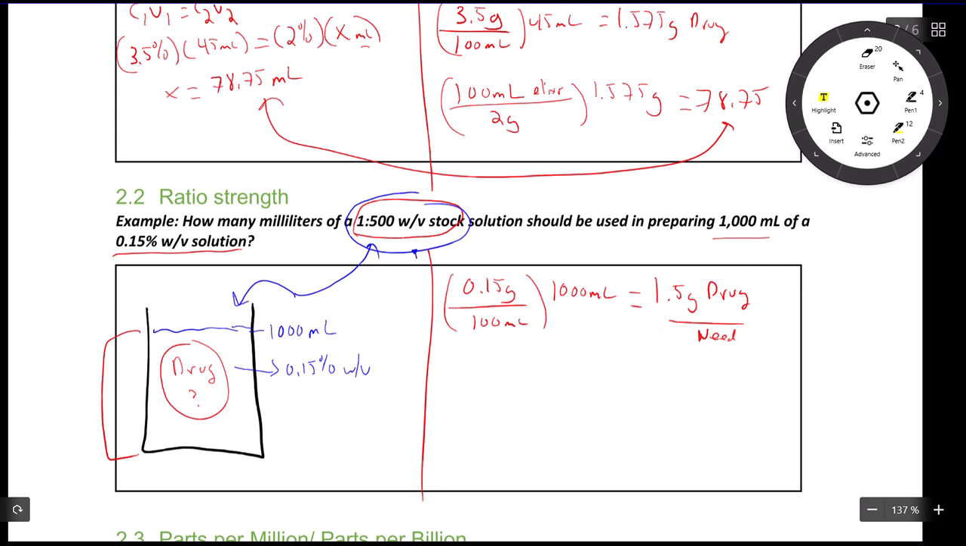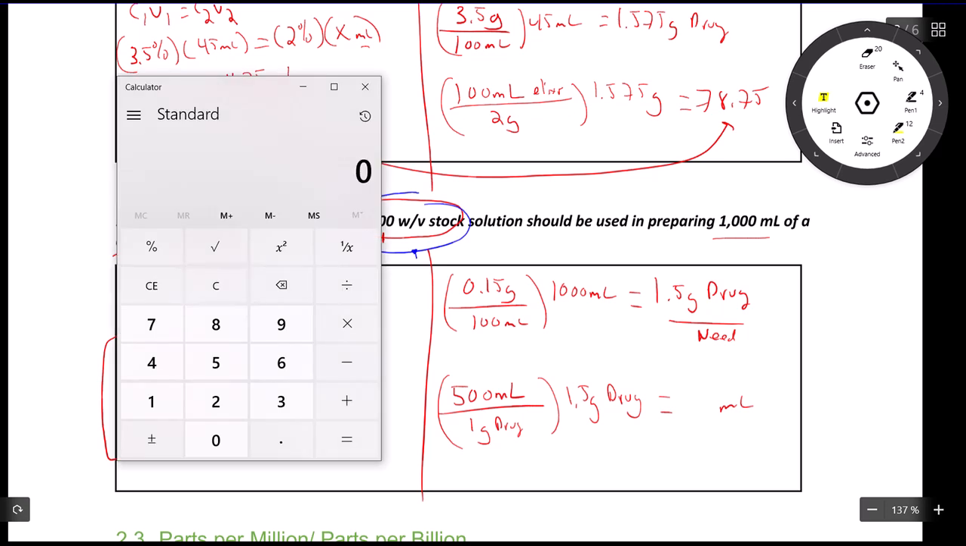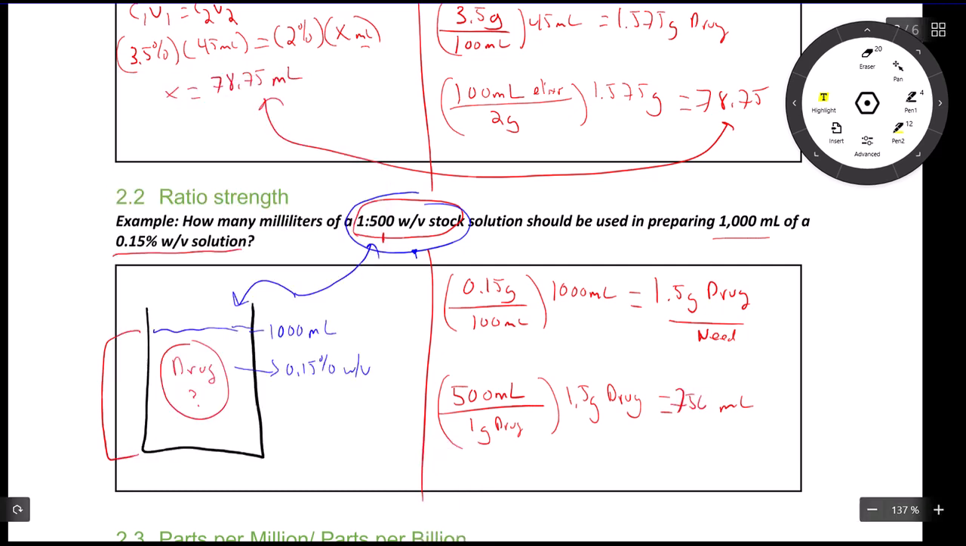What does the 1 to 500 weight and volume stock solution mean? Again, it means that every 1 gram is in 500 mLs of the stock solution. All right? So I'm going to write that this way. I know that 500 mLs will contain 1 gram of drug. If I need 1.5 grams of the drug, how many mLs do I need? So let's figure it out. Every 500 mLs of that stock solution will contain 1 gram of drug. How many mLs will it be if I want 1.5 grams? And there it is, 750 mLs. So if I take 750 mLs of this stock solution and I put it in here, and then I QS to 1,000, I would make my 0.15% weight and volume solution.